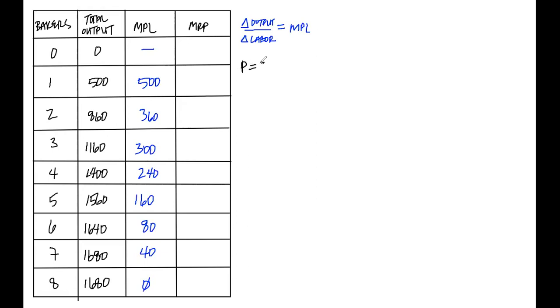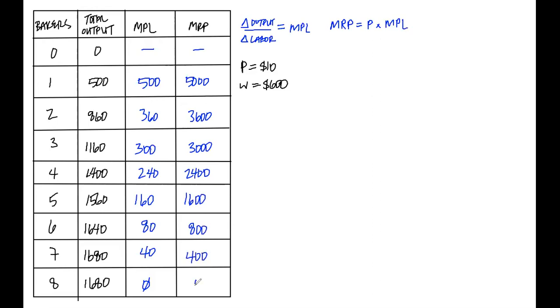And then they told us at the beginning that the price of cheesecake is $10, and the daily wage is $600. So to find marginal revenue product, we're only concerned with the price, so we can take that multiplied by the marginal product of labor. Price times labor. So we can do 500 times 10, which is 5,000. The next one would be 3,600, 3,000, 2,400, 1,600, 800, 400, and 0. So that is all we need to do for that first part.